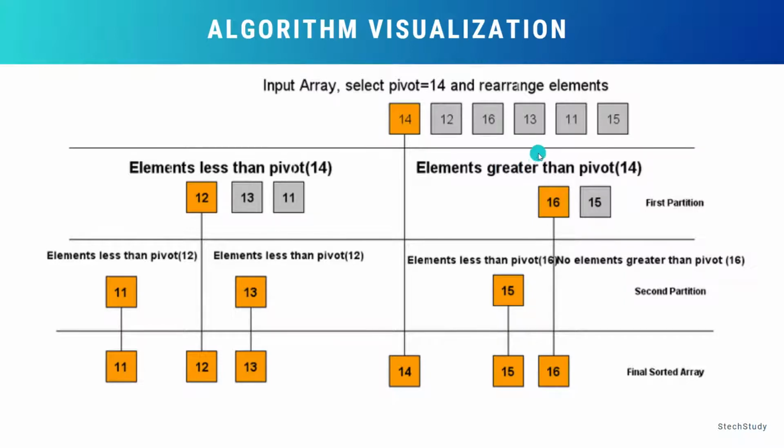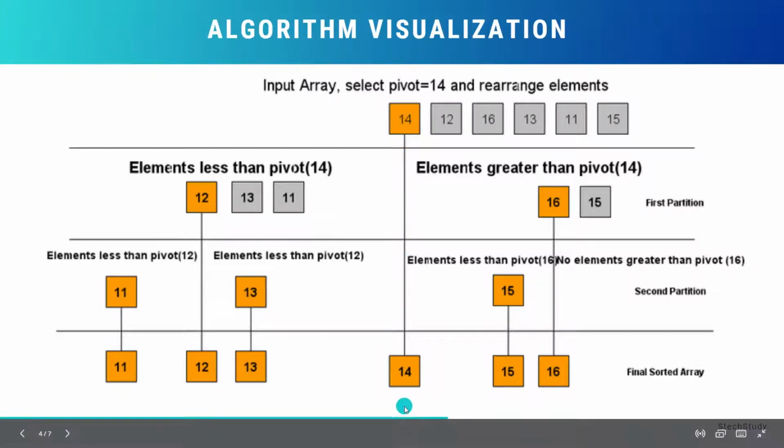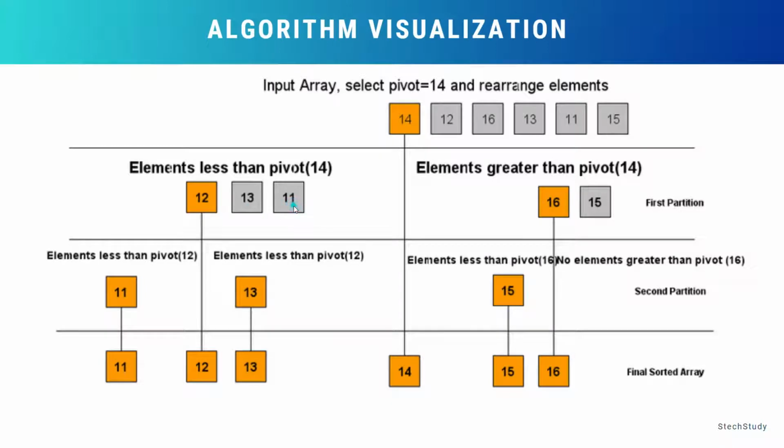So this will be continued until a sorted position for 14 is found. That is, the sorted position of 14 will be this, followed by 12, 13, 11 coming to the left part, and then 16 and 15 coming to the right part.